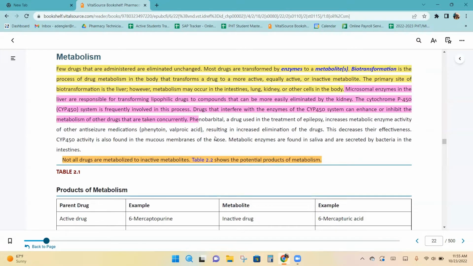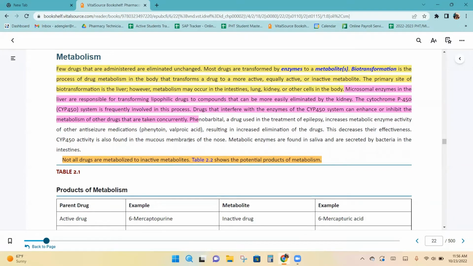Microsomal enzymes in the liver are responsible for transforming lipophilic drugs to compounds that can be more easily eliminated by the kidney. The cytochrome P450 system is frequently involved in this process. Drugs that interfere with the enzymes of the CYP450 system can enhance or inhibit the metabolism of other drugs that are taken concurrently.